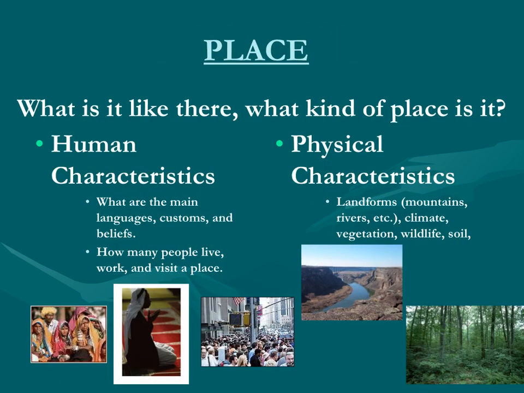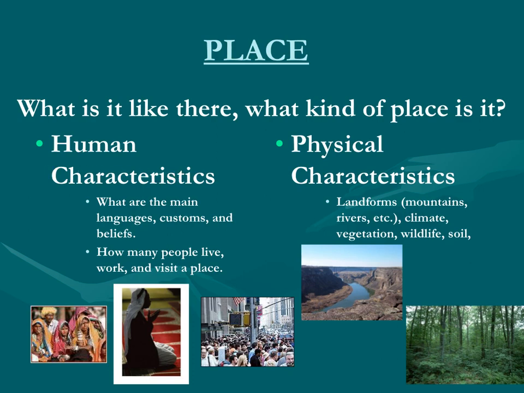The second theme of geography is known as place. What this means is what is it like there, or what kind of place is it? The first way to describe a place is the human characteristics, basically describing the people there. So how many people are there? Where do they work? What are their languages? What are their belief systems? So the first one is human characteristics.